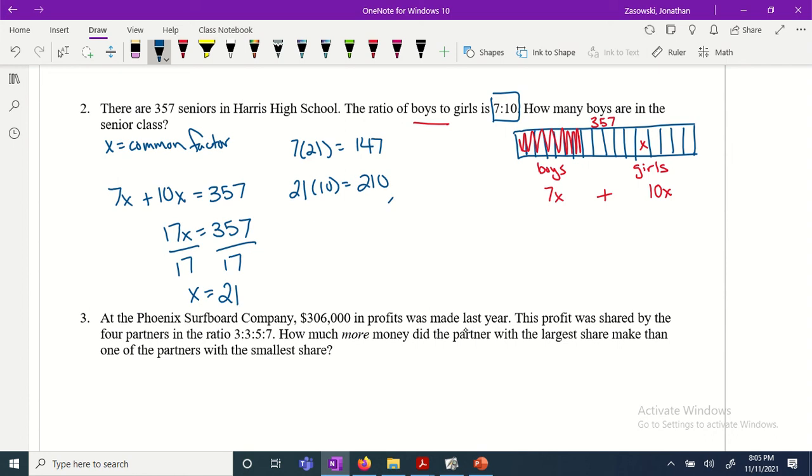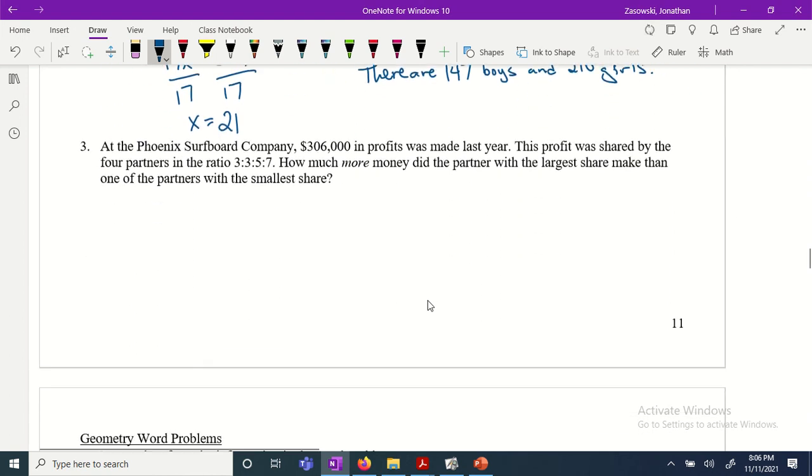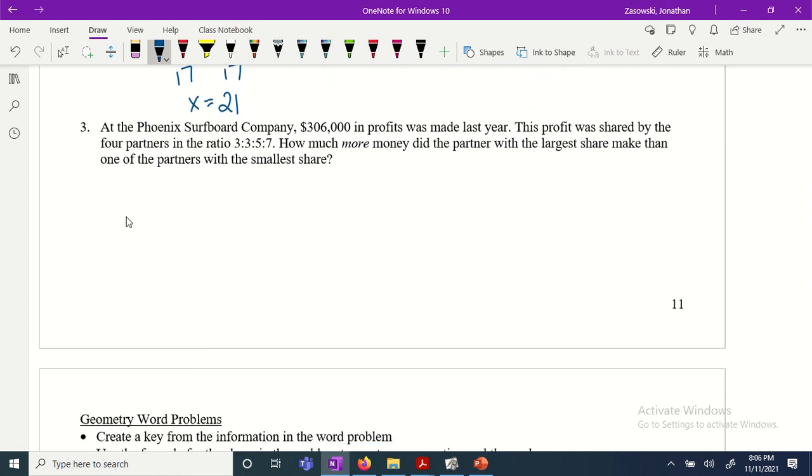Okay, so we're good. So now we're going to make our statement. So there are 147 boys and 210 girls. All right, pause it. See if you can make the key for this one. So pause it and try it. You've got to make the key on your own.